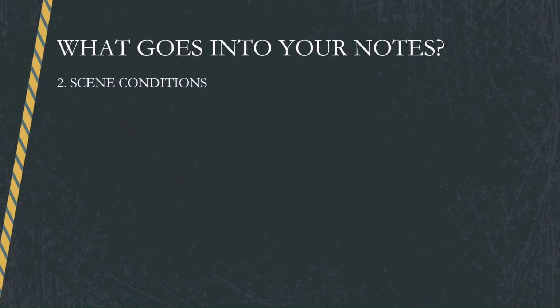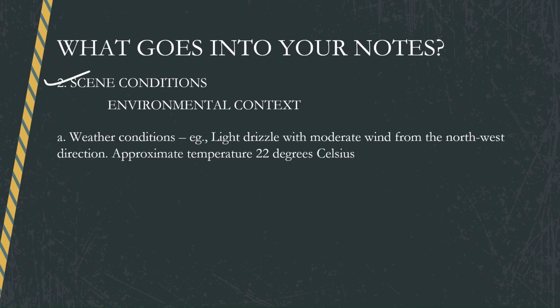Then we will move into cluster 2, where you have to write about the scene conditions. This section is all about the environmental context that cameras often fail to properly capture, right? And sometimes these details completely change the direction of an investigation. What you have to include here is the weather condition. When you arrive at the crime scene, you look around for the weather conditions. You have to document the weather very carefully. For example, you can write: light drizzle with moderate wind from the northwest direction, and the approximate temperature is 22 degrees Celsius.